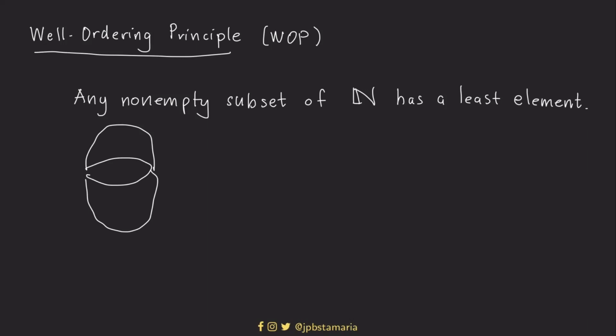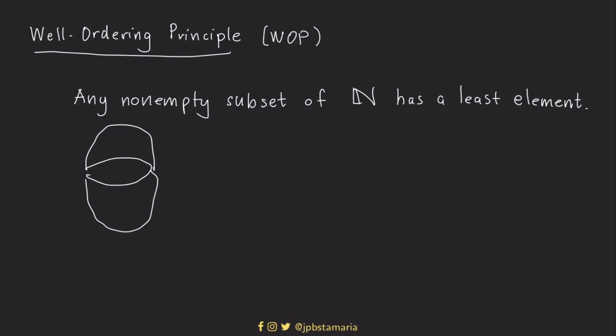Ayan, may nag-comment. The well-ordering principle says that the positive integers are well-ordered. An ordered set is well-ordered if every non-empty subset has a smallest or least element. Ito na nga yun. So, every non-empty subset S of positive integers has a least element. That's according to Google.